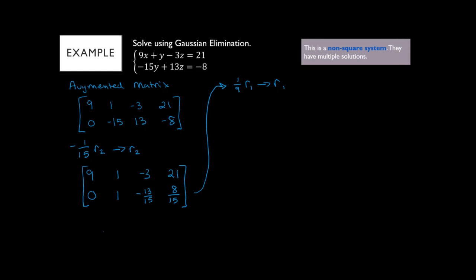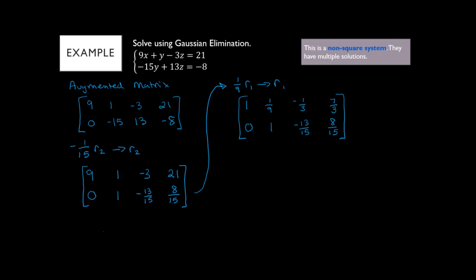with that result. So we get a 1 over 9, -3 over 9, which reduces to -1/3, and then 21 over 9, divide that both by 3, 7/3. And then I have 0, 1, -13 over 15, and 8 over 15. So now we are in row echelon form.